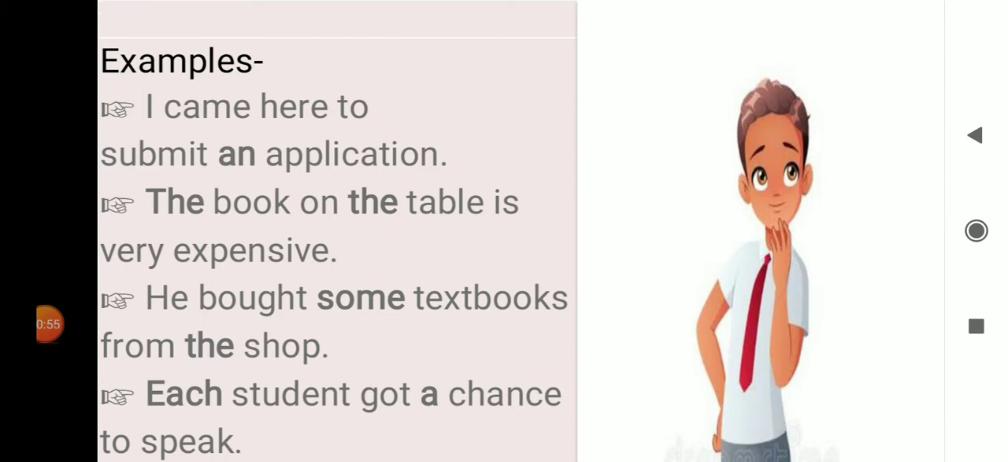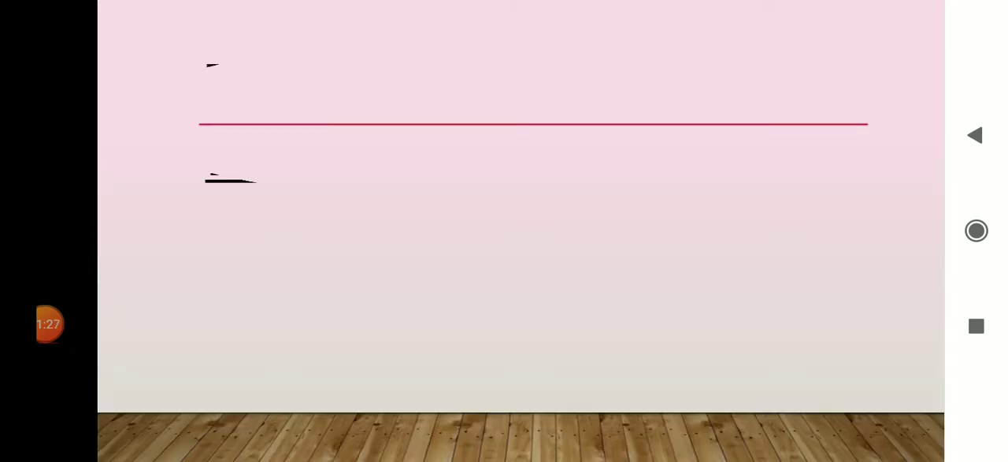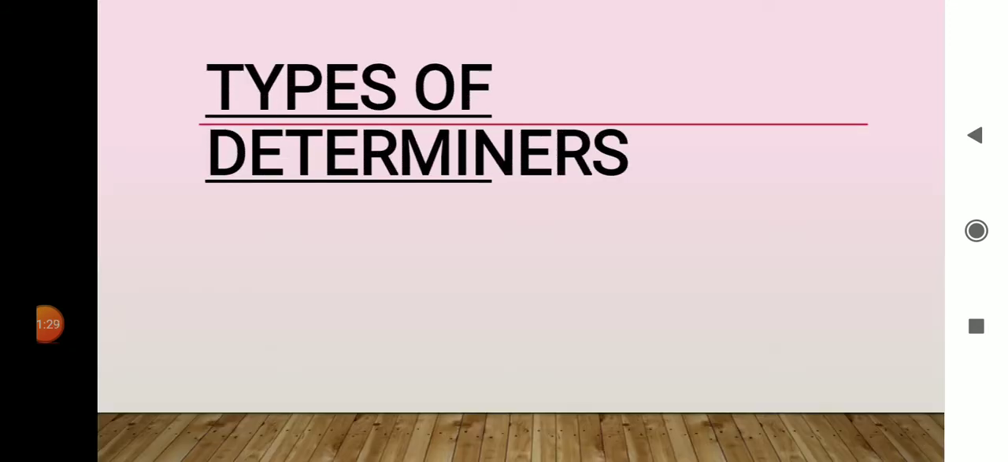I came here to submit an application. The book on the table is very expensive. He bought some textbooks from the shop. Each student got a chance to speak. Here you can see very well some words are highlighted. For example, an, the, some, each. They all are determiners. Now children will see types of determiners.